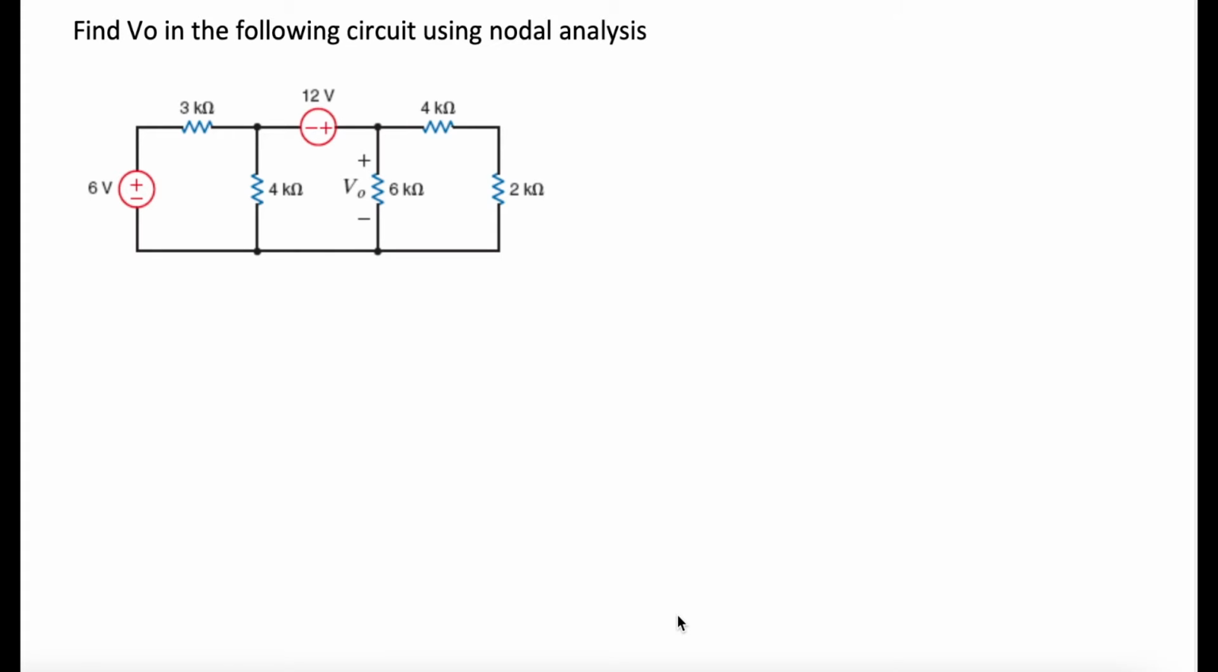Alright, what's up everybody? I'm back with another video, and in today's video we're going to do a part 2 example of nodal analysis, and our goal for this video is to find out what V naught is equal to. So basically what this voltage is equal to, right?